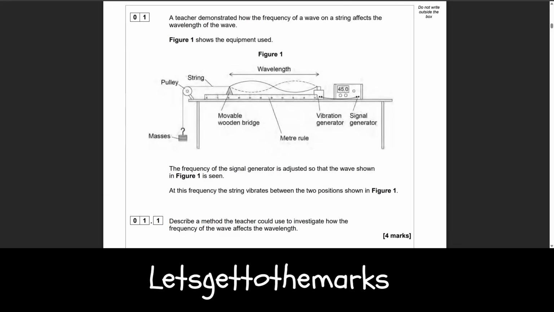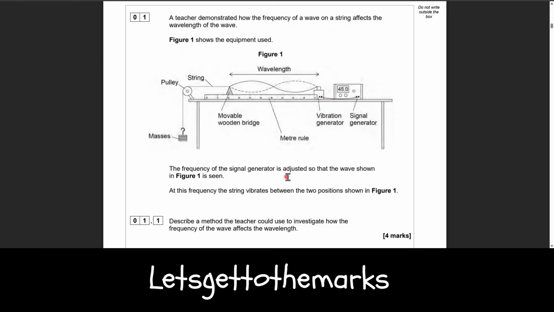All right, let's go. Question one, a teacher demonstrated how the frequency of a wave on a string affects the wavelength of the wave. Figure one shows the equipment used. So we've got some masses here on a pulley with a bit of string. It's attached to something called a movable wooden bridge. We've got a meter ruler here. We've got the wavelength of the string, and the string seems to be attached to a vibration generator, which is attached to a signal generator, which has the number 45 written on it.